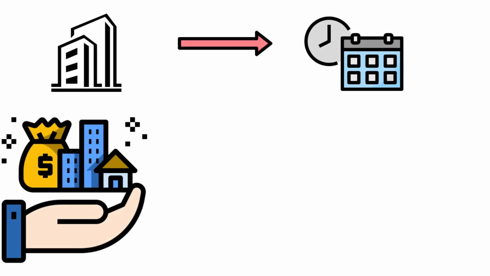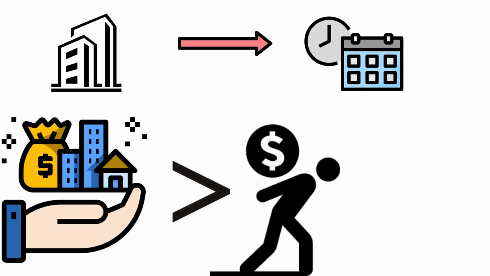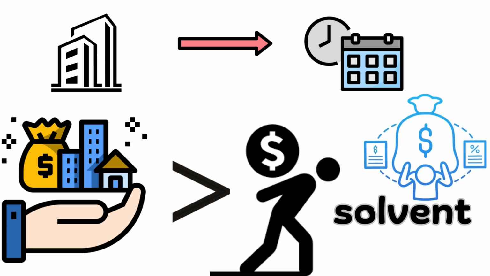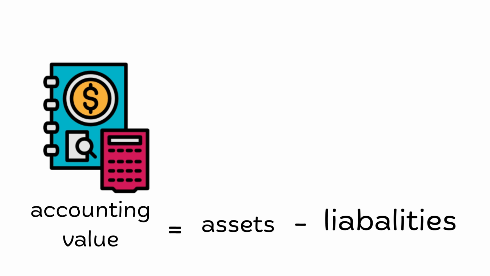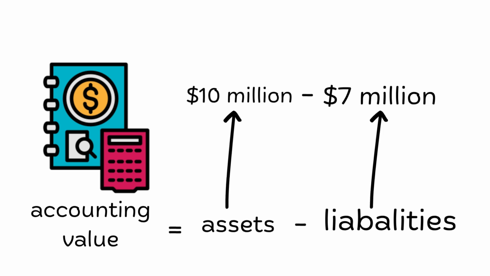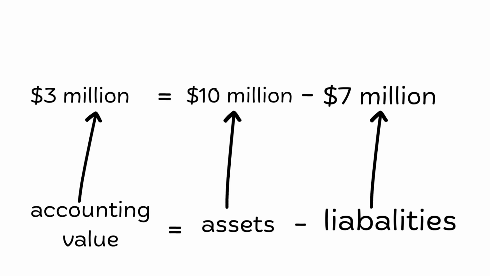41. Solvency. Can the company survive long-term? Basically, if assets are greater than liabilities, it is solvent. It may not survive for the long term otherwise. And if debts are piling up and assets are less, it's considered in trouble. 42. Book value. The accounting value of the company, which is assets minus liabilities. So if assets are $10 million and debts are $7 million, the book value equals $3 million.